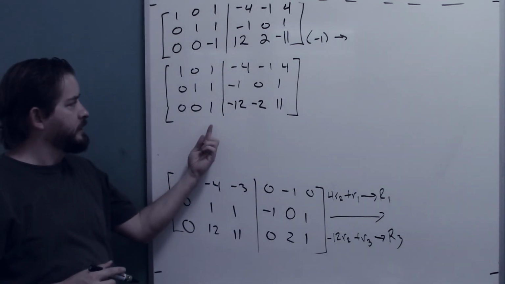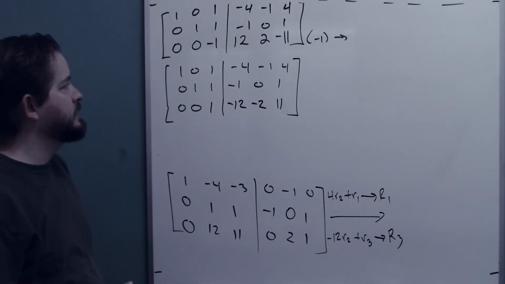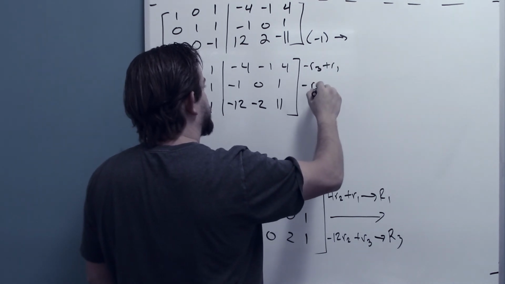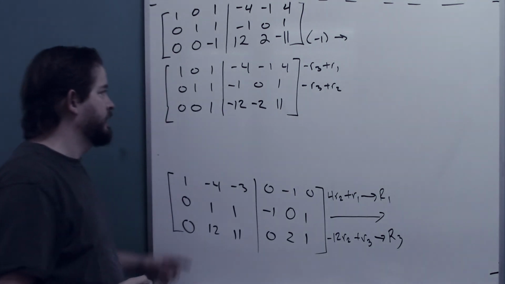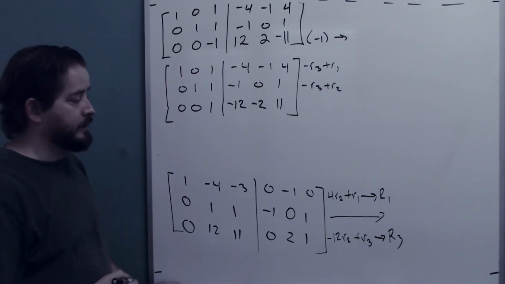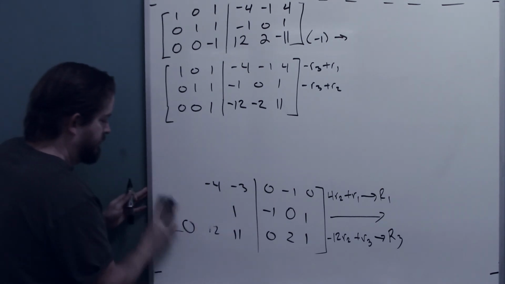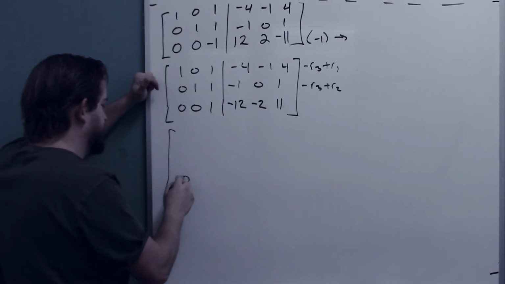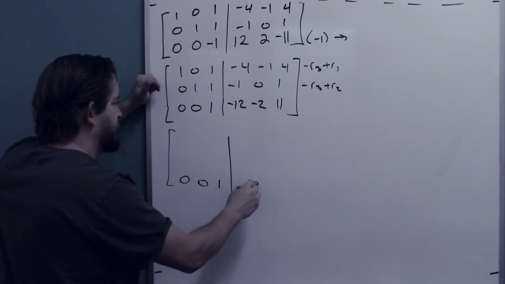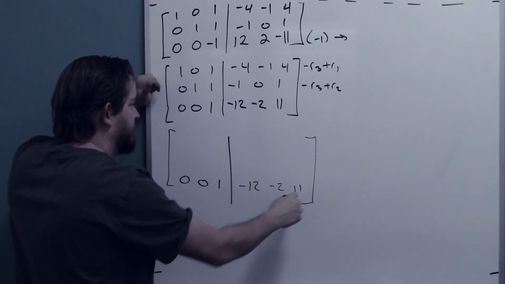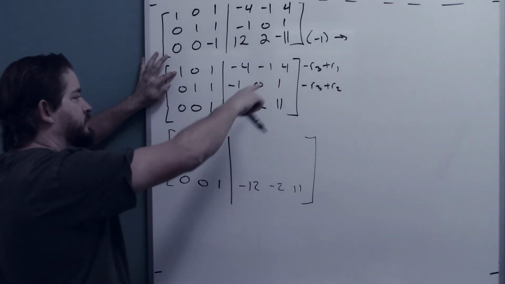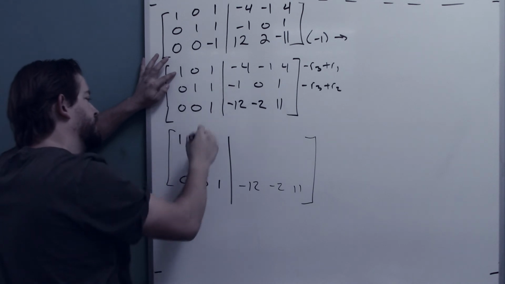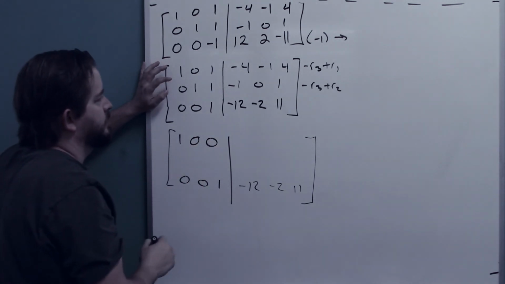And then I can use this 1 to eliminate the 1s above it. It's nice that they're all 1s. So I can take negative row 3 and add it to row 1, negative row 3 and add it to row 2, and I will be done because I will have my identity on the left-hand side. So, the bottom is 0, 0, 1, negative 12, negative 2, 11. Negative row 3 plus row 1, so negative 0 plus 1 is 1, negative 0 plus 0 is 0, negative 1 plus 1 is 0 as well. Great, that's what I want.